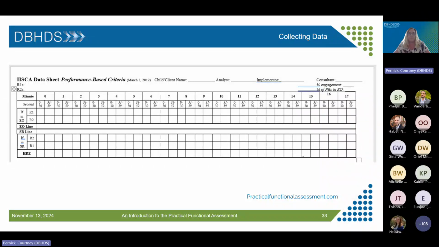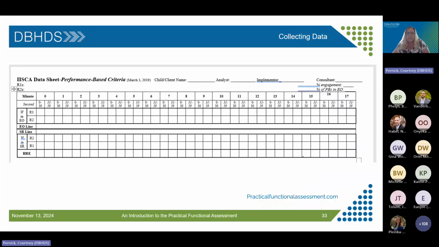This indicates the amount of time that you spend in the EO context, and this row here indicates the amount of time spent in the reinforcement context. These two rows below here are for problem behavior that occurs in the reinforcement context. This bottom row indicates whether or not the individual was happy, relaxed, and engaged during that 30-second interval. So I'm just going to make this up off the top of my head and do my best to draw on this data sheet for you.